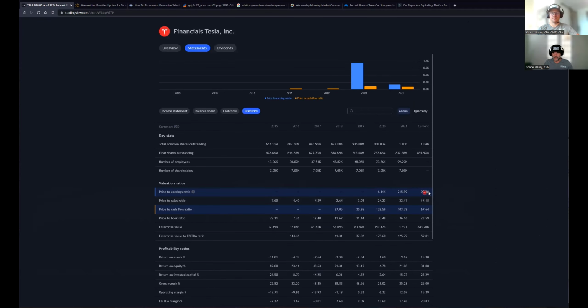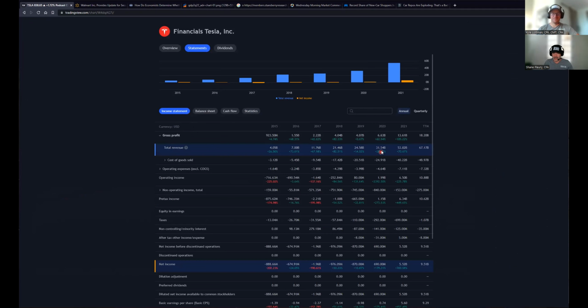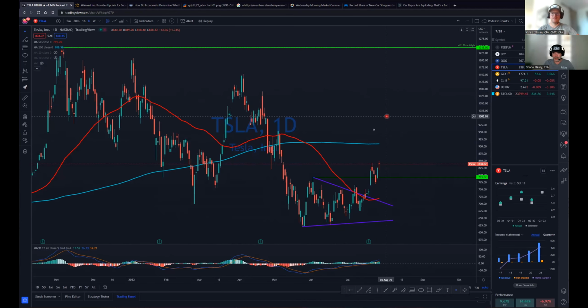If we go here, it trades at 99 times its earnings, trades at 14 times its sales. The good news is that the sales are growing, right? So steadily growing from 4 billion back in 2015 up to 67 billion over the past 12 months. So, it's a growing company. They're doing more and more business.